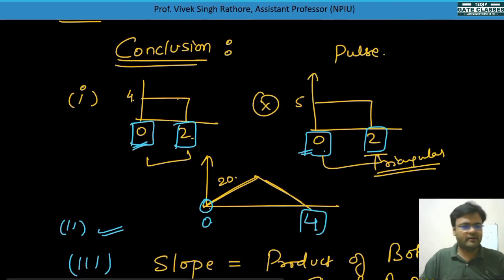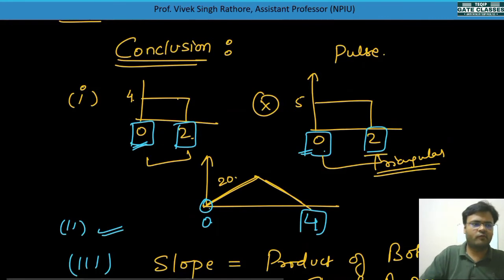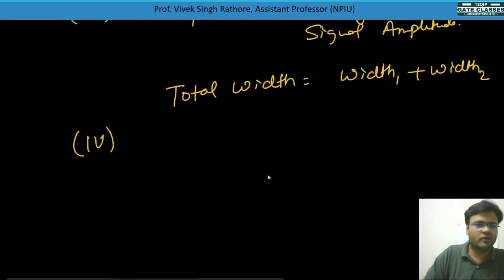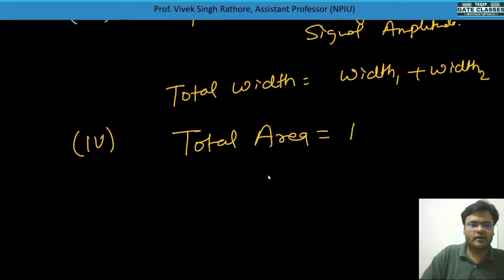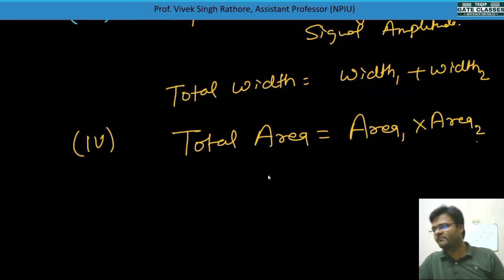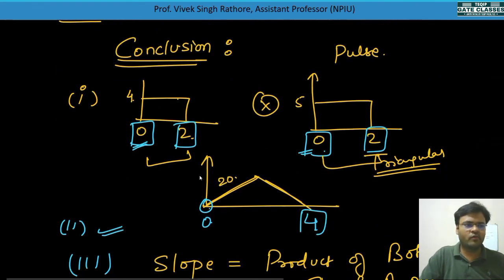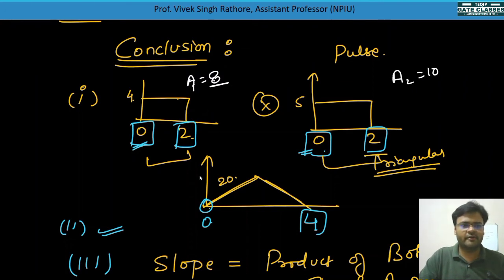And one more conclusion you can draw is the area. The total final output area will be the area of the first signal multiplied by the area of the second signal. Like, see here, your area is 4 into 2, 8, so here I will write the area will be 8. Here it is 5 into 2, 10, so area 2 will be 10. What will the total be if you take the product? 8 into 10, 80.